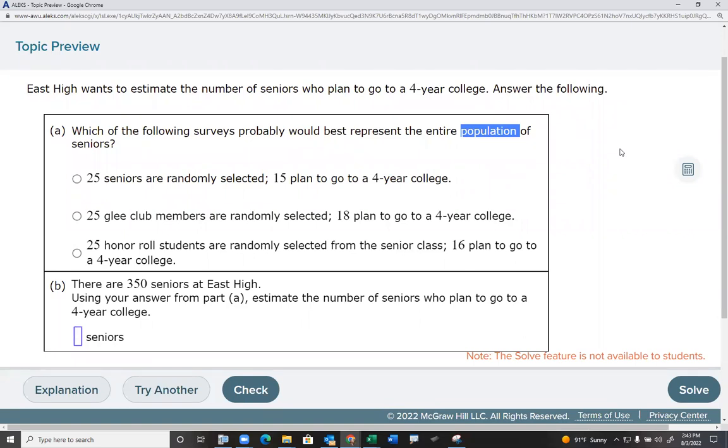Okay, 25 seniors are randomly selected. I like the random, that sounds good. 15 plan to go to a 4-year college. And so then you might say, oh, it's 15 out of 25. Or part B, I'm sorry, the second option: 25 Glee Club members are randomly selected and 18 plan to go to a 4-year college. Well, you might say, hey, that's not bad. You're still picking 25, and 15 and 18 is not that different.